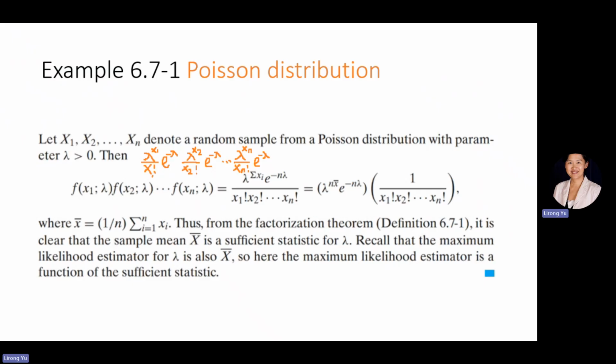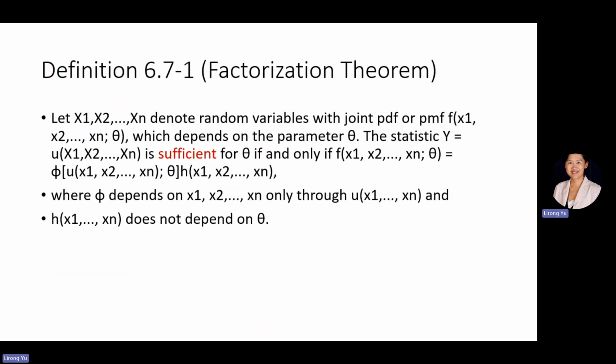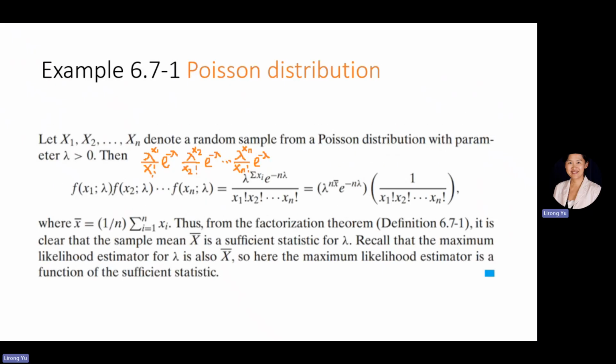We can see that the part on the far left is the one that's related to lambda. These are all the terms related to lambda, and that one is another factor. And this is the h that we mentioned in the definition. You factor it into parts, and by factor we mean multiplication. This h part is not related to theta, it is independent from theta. This other part is affecting the value of theta. So in this case, the 1 over the multiplication of factorials is h, and this other part is related to lambda.